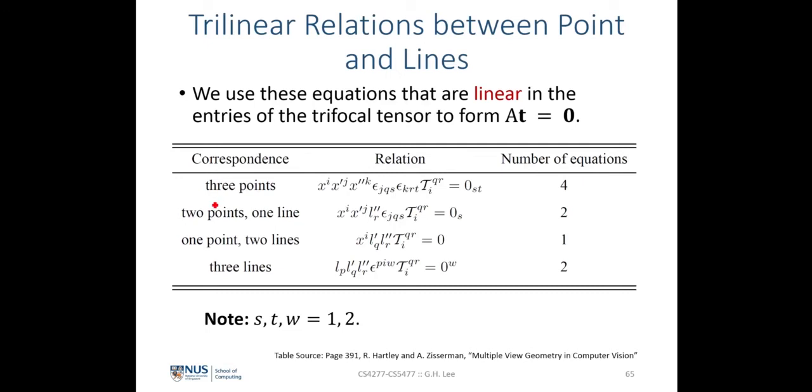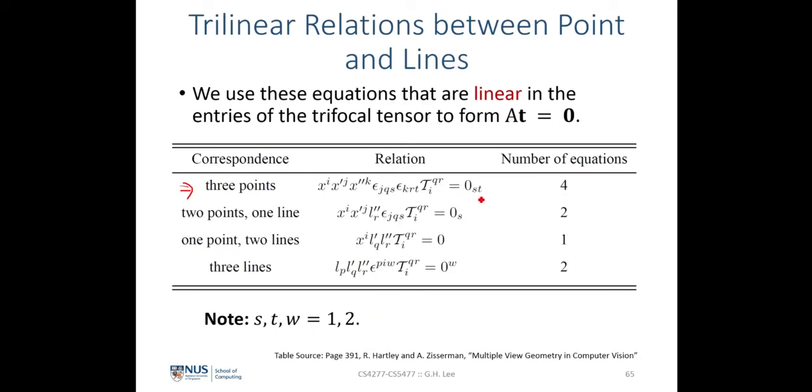So we can see that 3-point correspondences here give us a total of 4 linearly independent equations in this particular form, expressed in tensor notation. And 2 points and 1 line gives us 2, and so on and so forth. Here, notice that S, T, and W, the indices over here, are no longer 1, 2, and 3. It's actually just denoting 1 and 2.